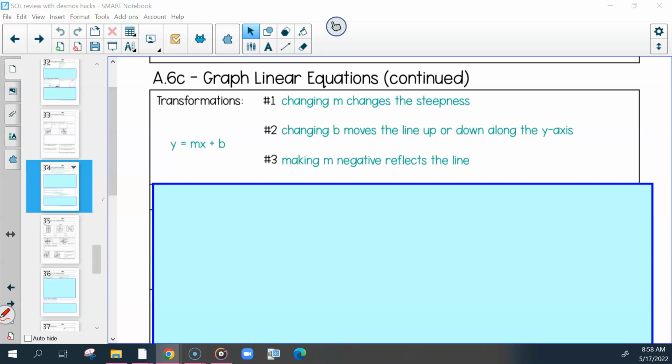Does anyone want to see any of 24 through 29? Aubrey? 21. 24. And Hunter? 25. With these, it's not really you using Desmos, it's something you would have to know. Is anyone still writing this down? 24 and 25. You're good? Okay.